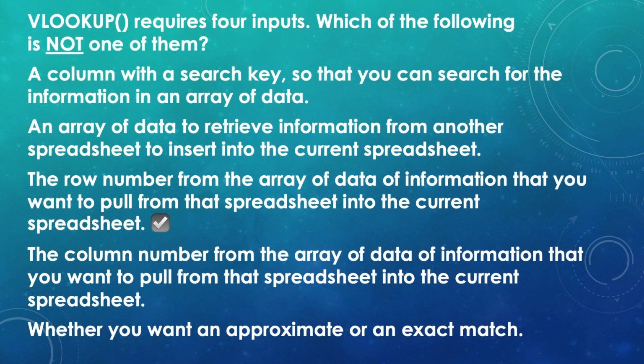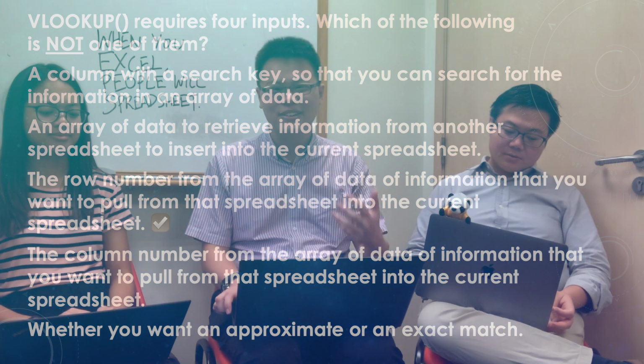Okay. And the fact that Jonathan mentioned column brings us to the correct answer, which is the row number. Now VLOOKUP works on columns, that's why it's called VLOOKUP. It's vertical. Vertical column V.